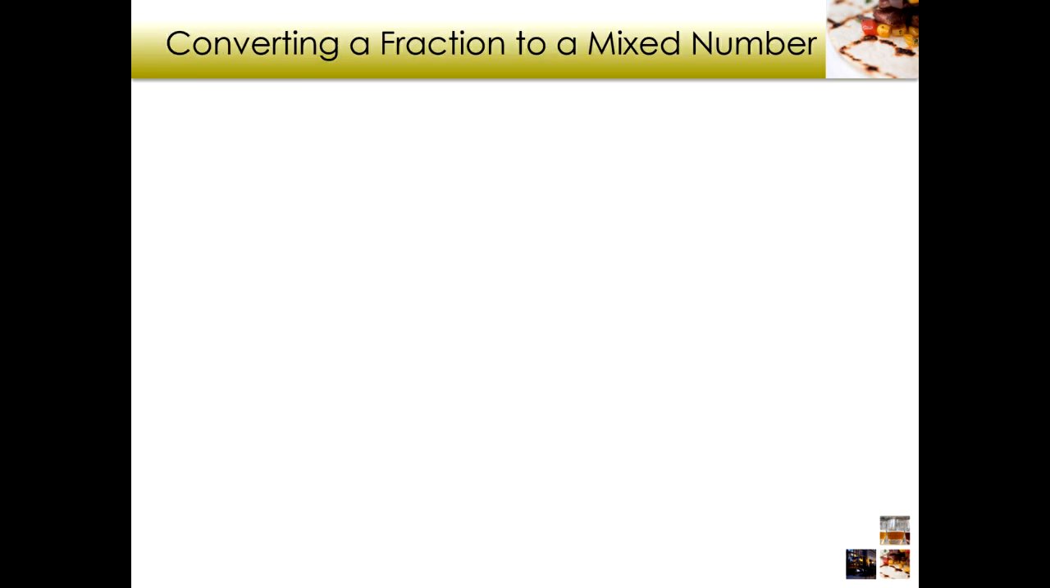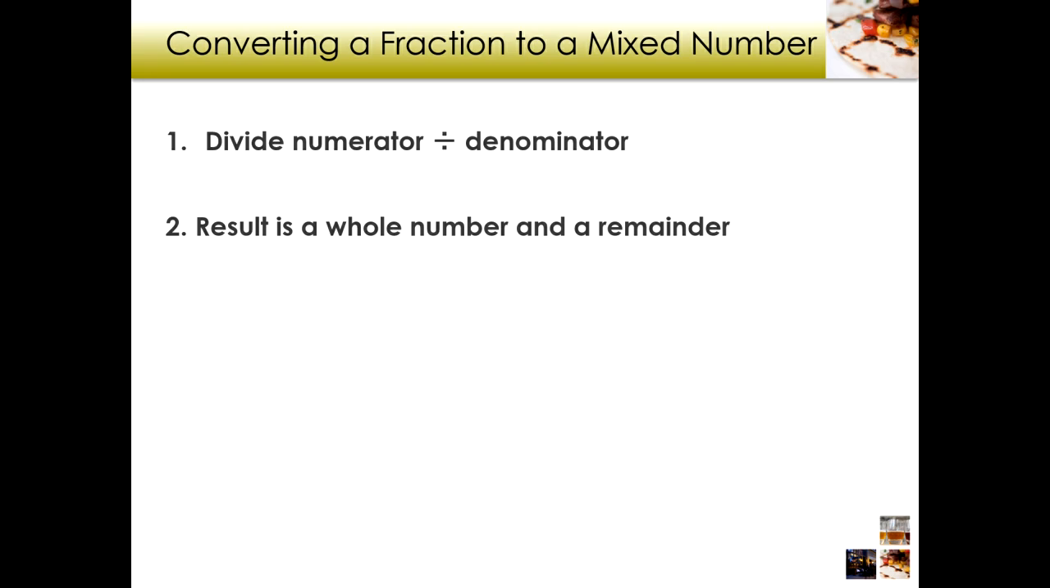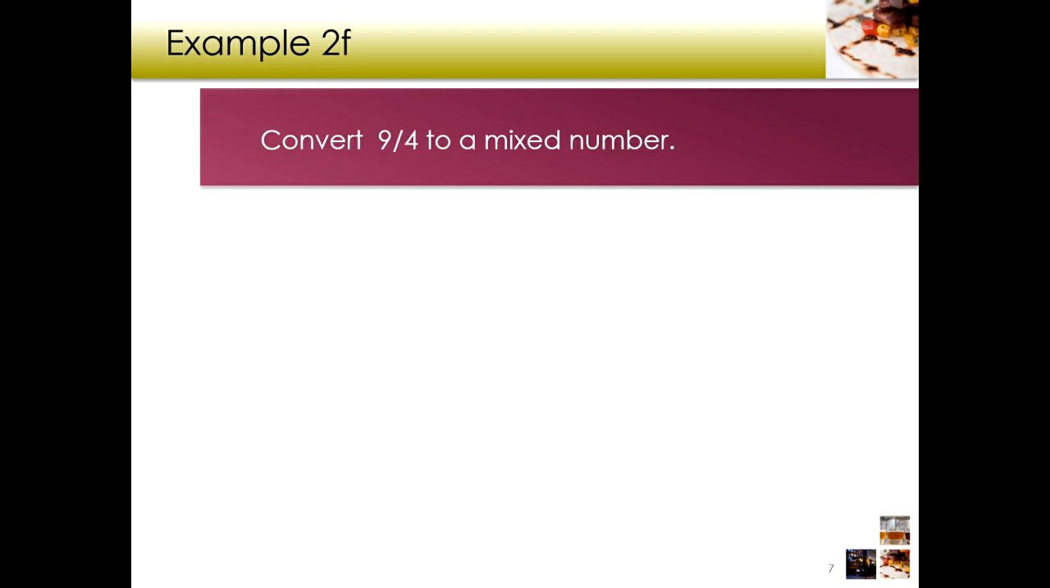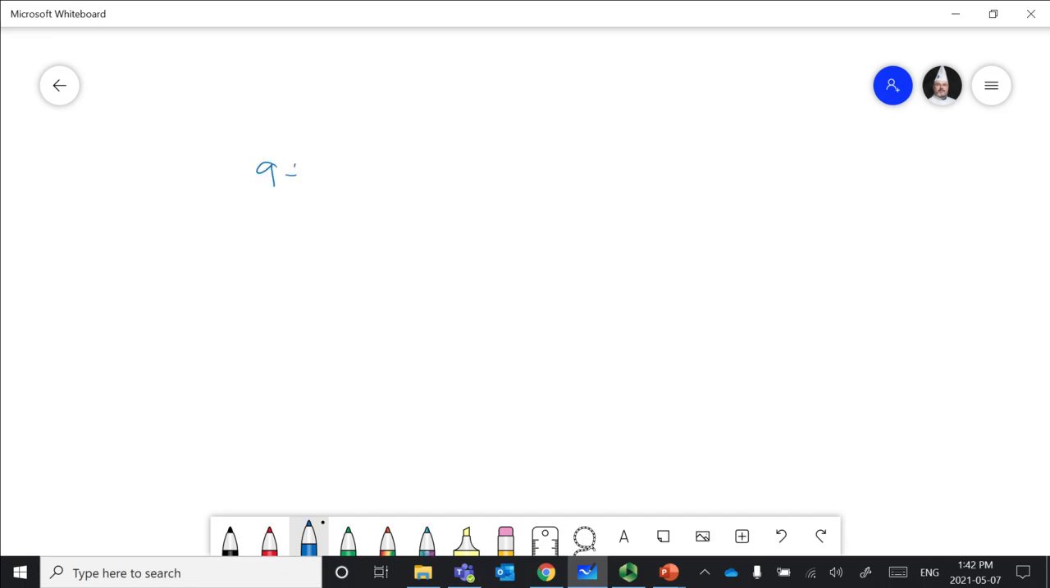So what we did was convert a mixed number to a fraction. Now to convert a fraction to a mixed number, we're going to divide the numerator by the denominator, and the result will give us a whole number and a remainder. We'll write the whole number in place of the remainder over the original denominator. So here's an example. Convert 9/4 to a mixed number. The first thing we're going to do is divide the numerator by the denominator. So 9 divided by 4 is going to give us 2 with a remainder of 1, right?